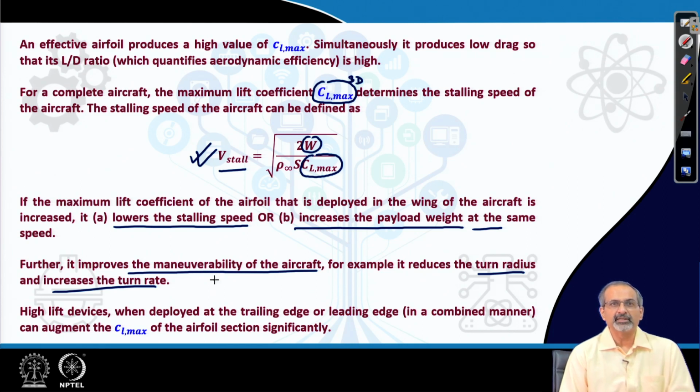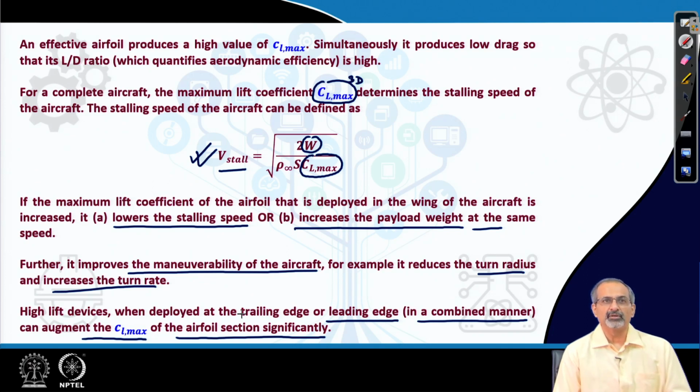High lift devices, when deployed at the trailing edge or leading edge in a combined manner, can augment the CL max of the airfoil section significantly. So, today we could discuss about the high lift devices deployed at the trailing edge in the form of trailing edge flaps. In the next lecture, we will take up the leading edge slats.